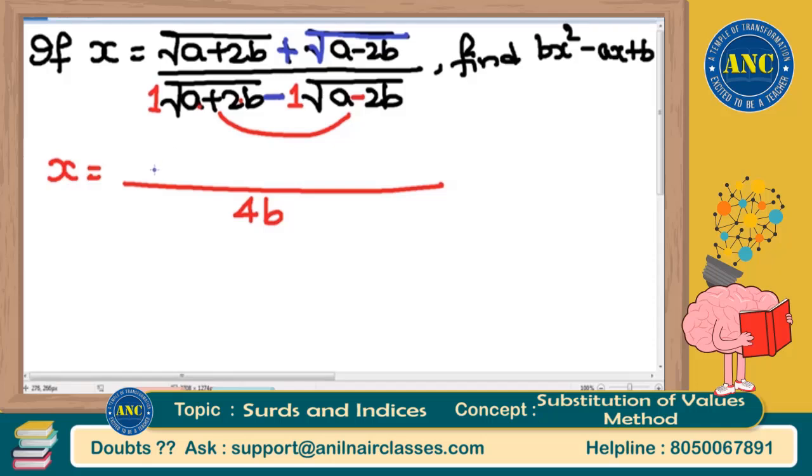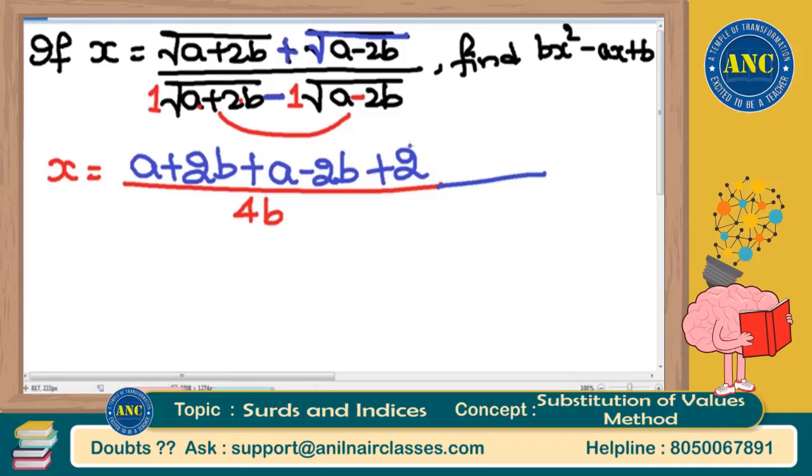It is x square. X square is root of a plus 2b whole square, which is a plus 2b, plus y square. It is root of a minus 2b whole square, which is a minus 2b, plus 2xy. It is 2 into x into y. X is root of a plus 2b. Y is root of a minus 2b. It is square root of a plus 2b into a minus 2b, which is a square minus 4b square, right? A square minus 4b square.